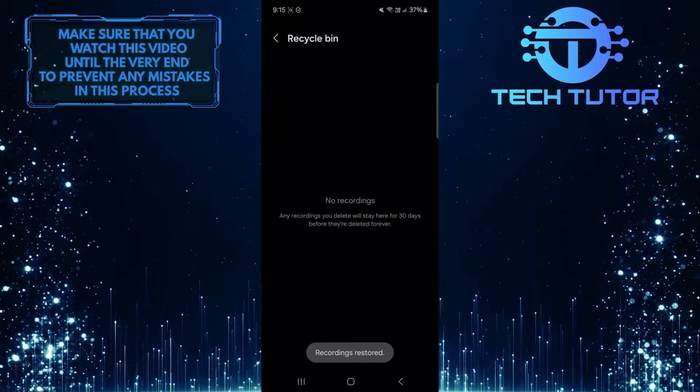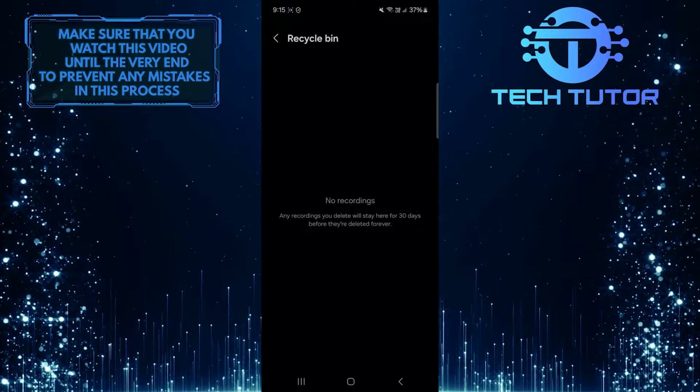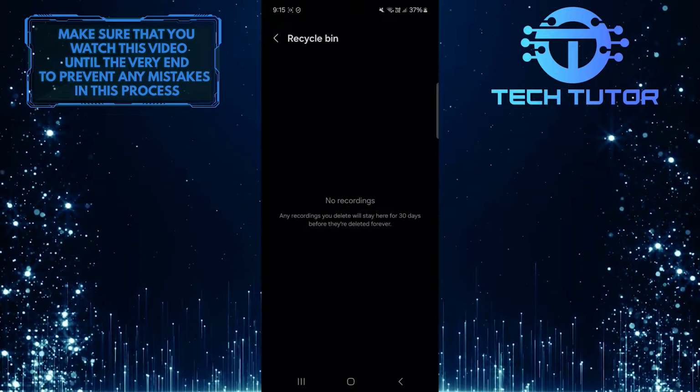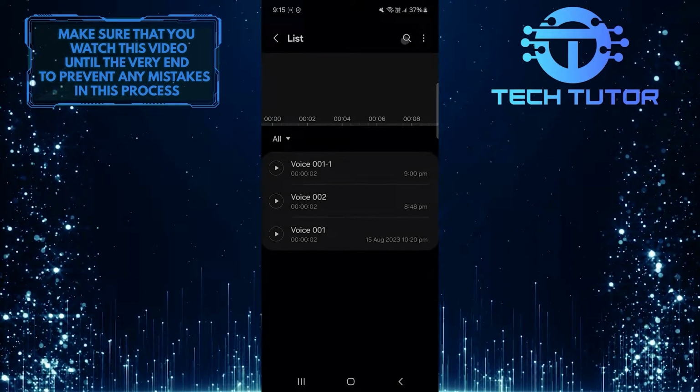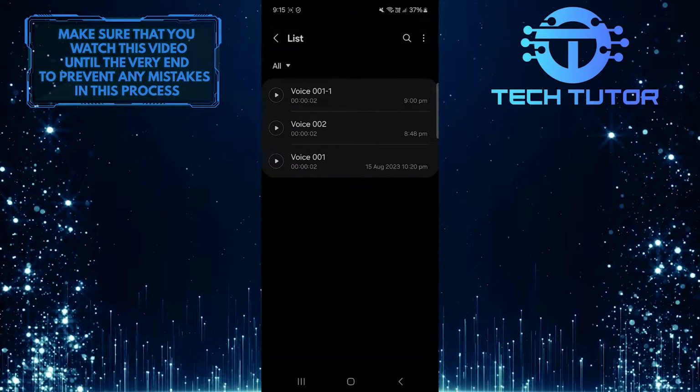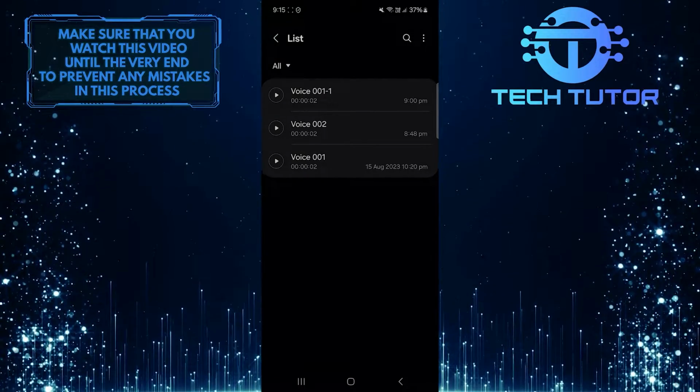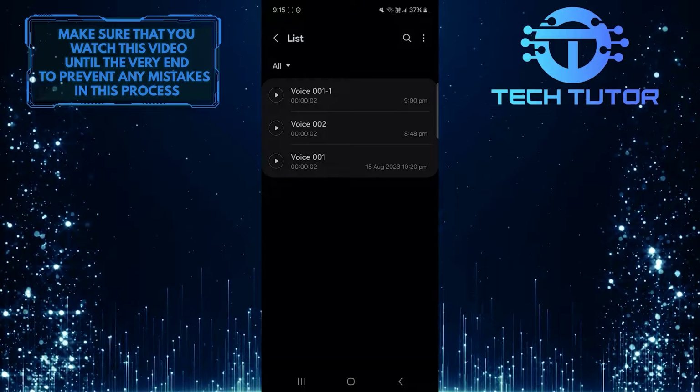When you delete a voice recording, it goes to the recycle bin, where it stays for 30 days before being permanently deleted. This means that if you act fast, you have a good chance of recovering your deleted recordings. These are the voice recordings that I just recovered from the recycle bin.